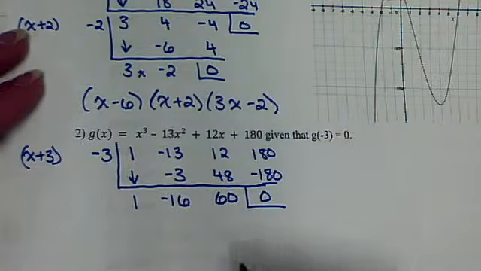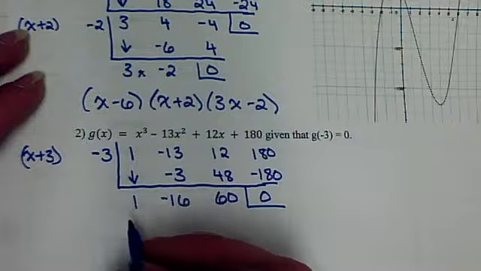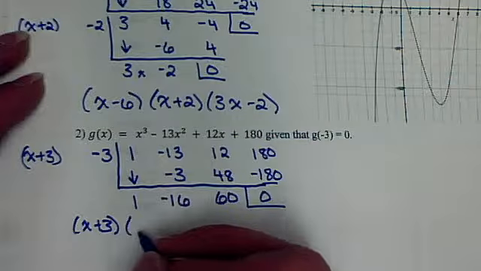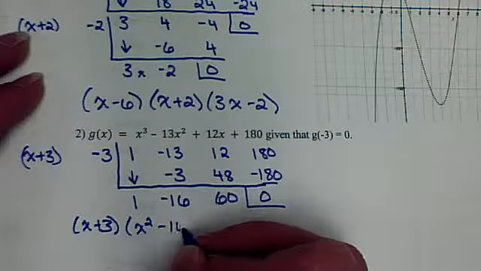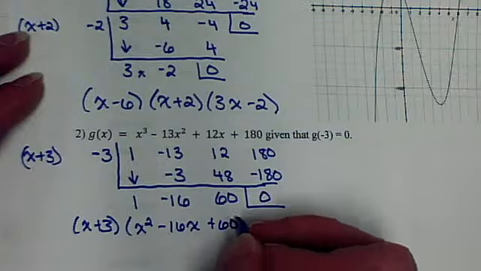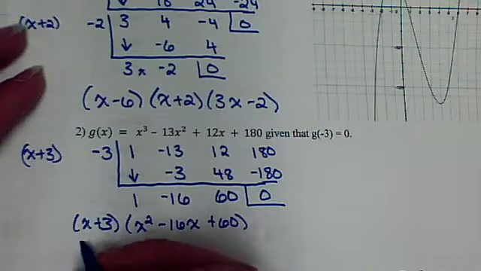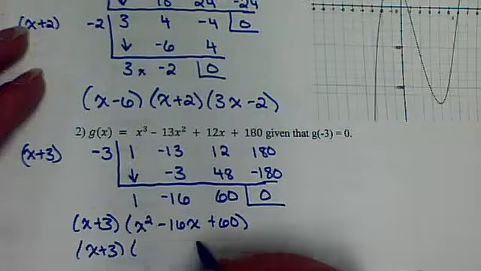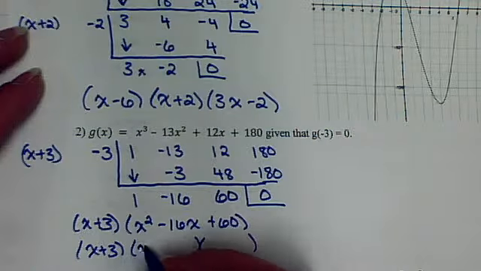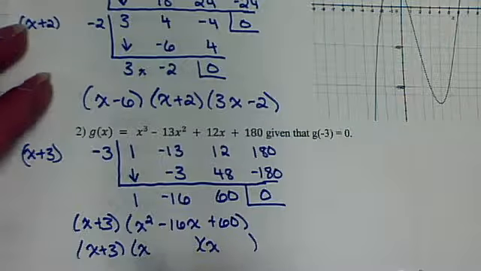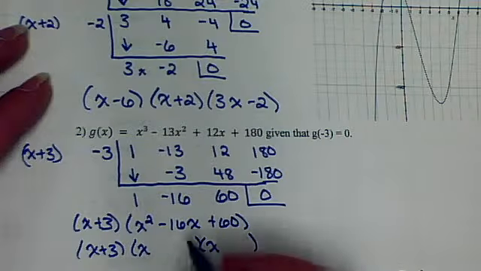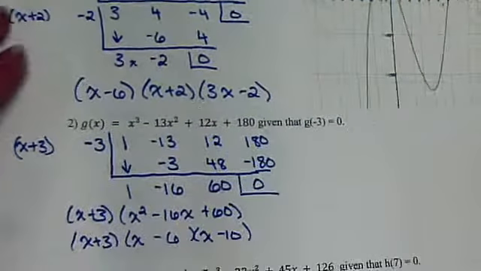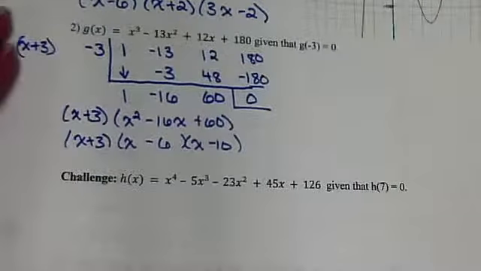Now this one I didn't have a picture to help me find any more. But let's see what we have left. We have this x plus 3. And the quotient is x squared minus 16x plus 60. I wonder if that factors. Well, sure it does. That's an easy one. X and x, well, it multiplies to give me 60, but adds to be negative 16. It's got to be a negative 6 and a negative 10. We are totally factored.